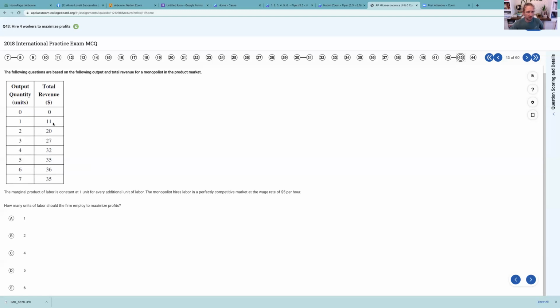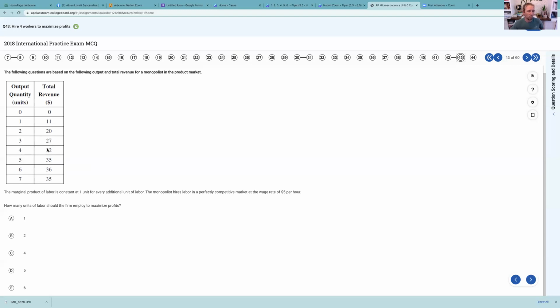And so the first guy adds 11, you pay him 5. You want to hire that guy. The next guy adds 9, you pay him 5. You want to hire that guy. The next guy only generates 7. You want to hire that bum? He's generating $2 less than the guy before him. But yes, you still want to hire him because the $7 he's generating is more than the 5 you're paying him. So it's still adding to your bottom line.